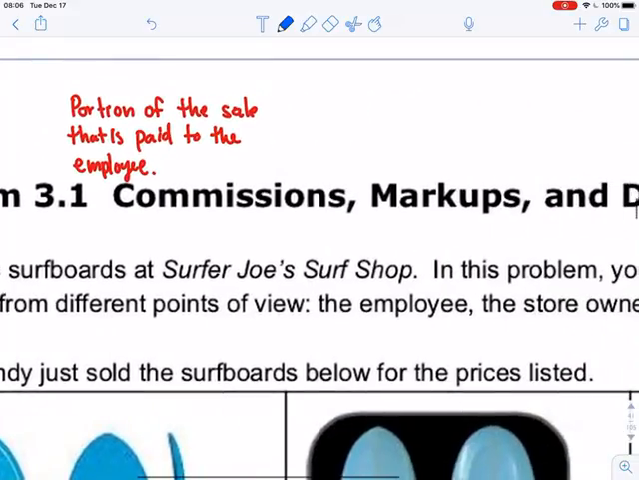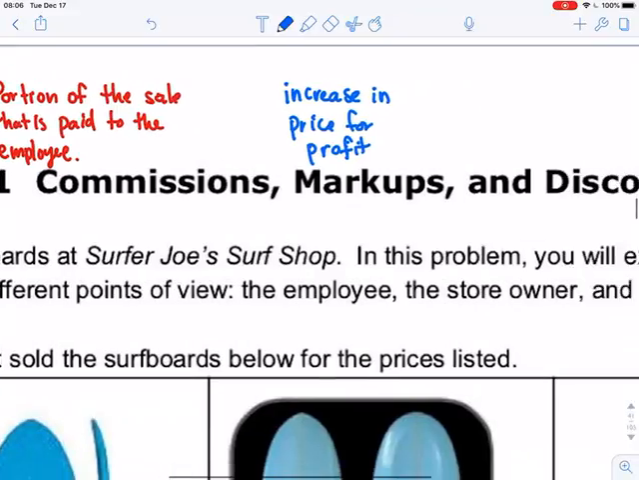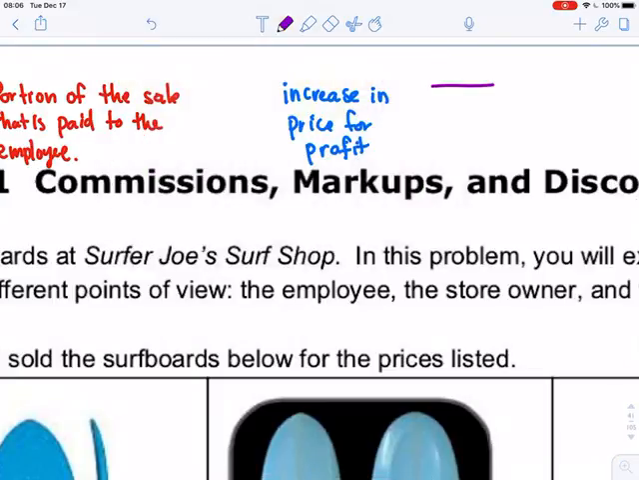Okay, all right, a markup. We have to know what these all are. A markup is an increase in price for profit. For example, let's say I own a 7-Eleven. Here's my 7-Eleven store. And I buy sodas. I buy a soda or a Monster Energy or whatever, and that costs me 50 cents to buy. I buy them for 50 cents.